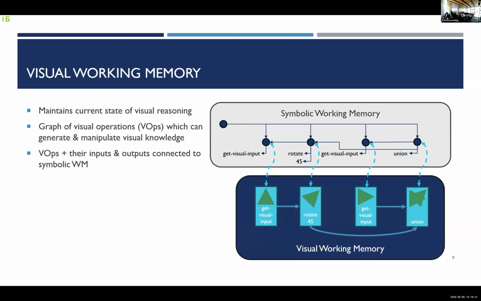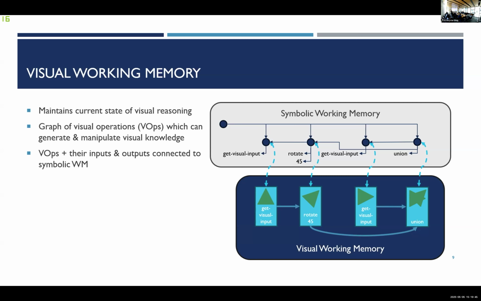So for example, you might have a visual operation which generates a visual input, for example, this green triangle, and then you feed that one into another visual operation which rotates it 45 degrees. You'll also make another visual input, and then you can stack them together with this union operation. So you can see these are related to each other in terms of how they are transformed.